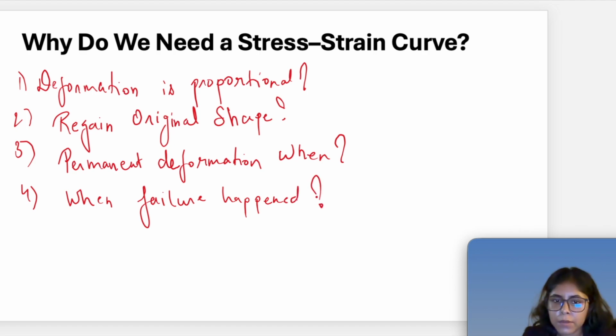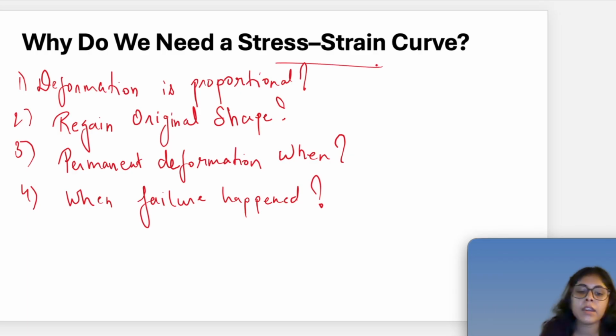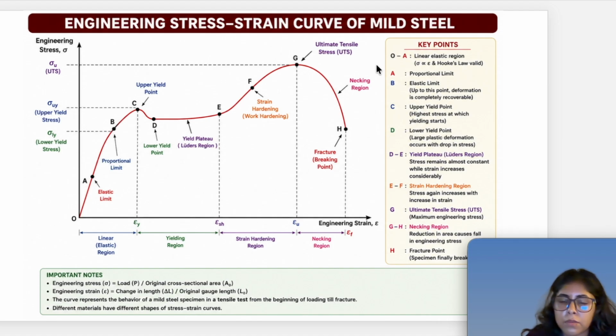So when does the material finally fail? These are the questions that are answered by the stress strain curve, right? The stress strain curve answers all the questions. Now let's see the first testing curve that we plotted for mild steel. For mild steel, what we are plotting is engineering stress against engineering strain.